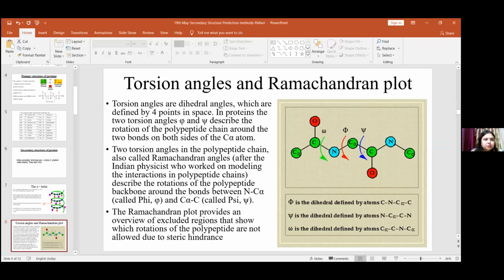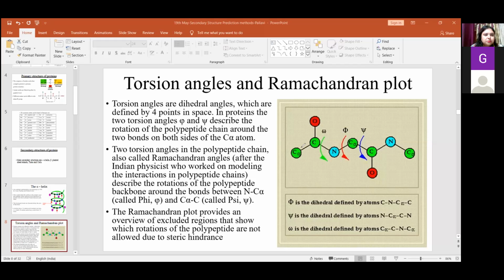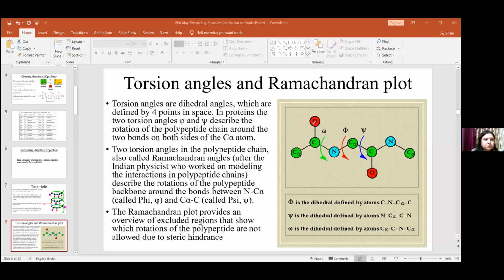As I told you, two amino acids are linked together by means of amide linkages, which are formed by the carboxylic group and amine group. The main carbon here is the C alpha carbon of the two linked amino acids. This C alpha is linked to the neighboring nitrogen and carboxylic group of the other amino acid. So this phi and psi here are known as dihedral angles.